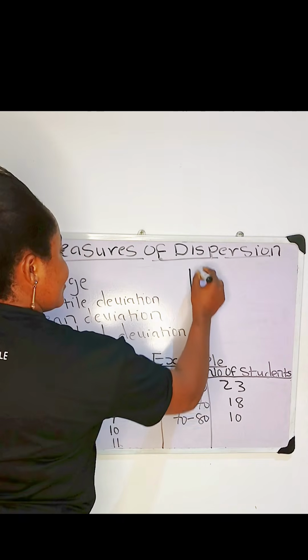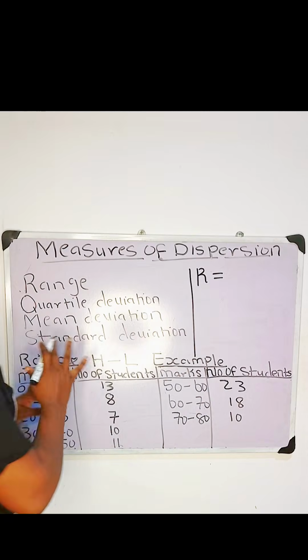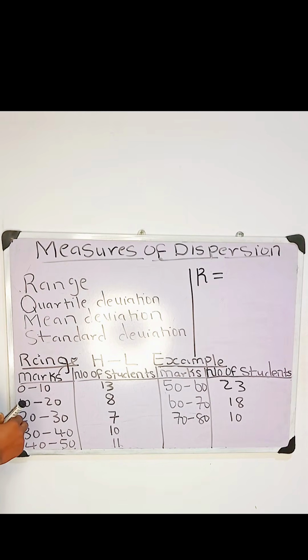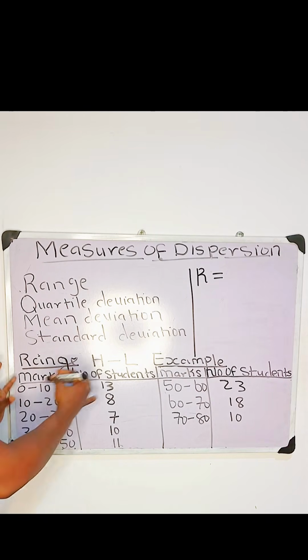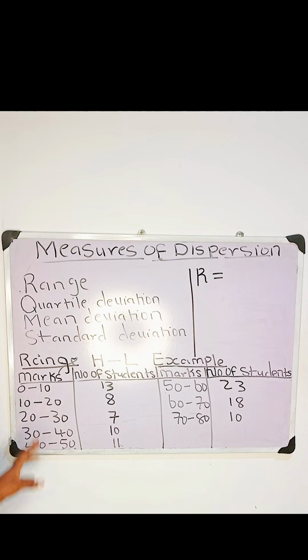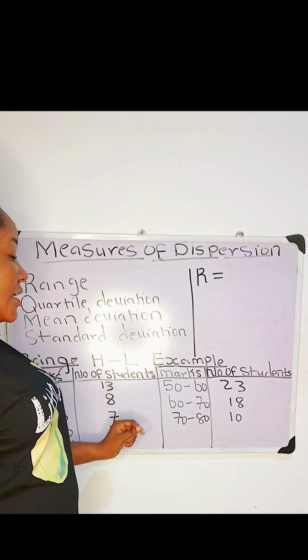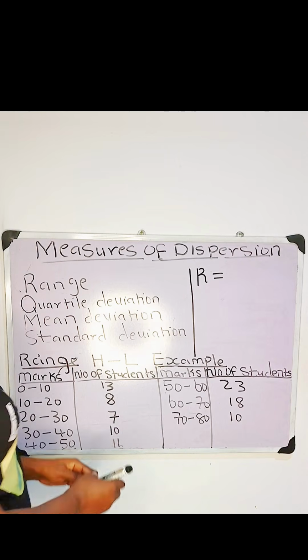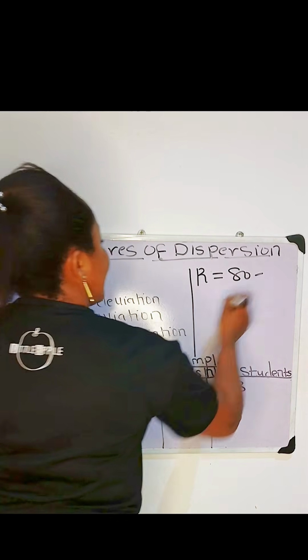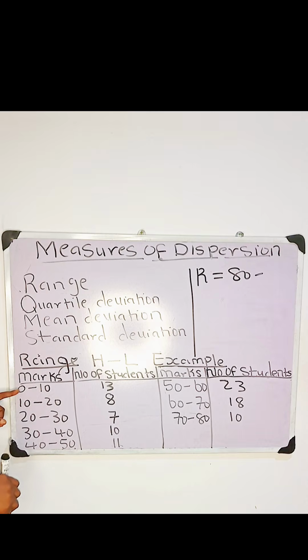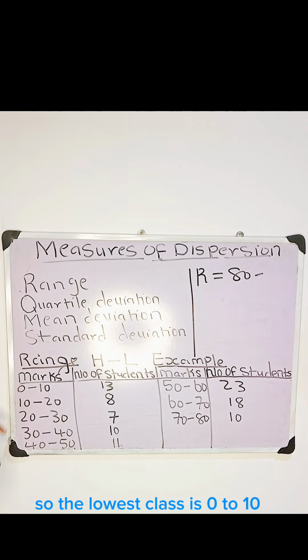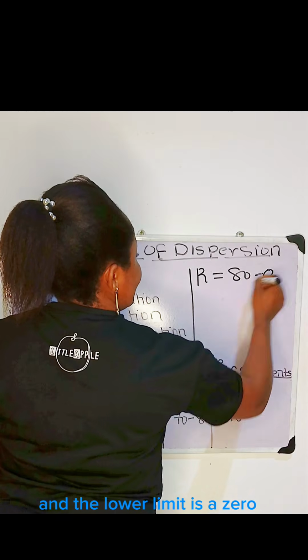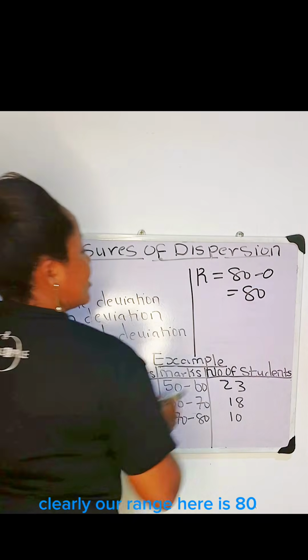Okay, so the range, like I said, is the simplest of all the measures of dispersion. The range in this kind of data, that is a continuous frequency distribution or a grouped frequency distribution, is simply going to be the difference between the upper limit of the highest class, that is 80, minus the lower limit of the lowest class. The lowest class is 0 to 10 and the lower limit is 0. So clearly, our range here is 80.